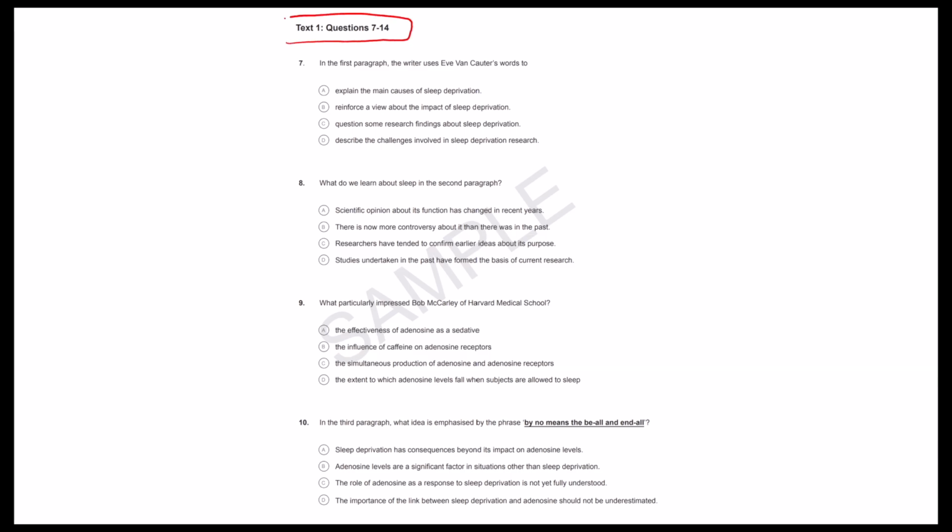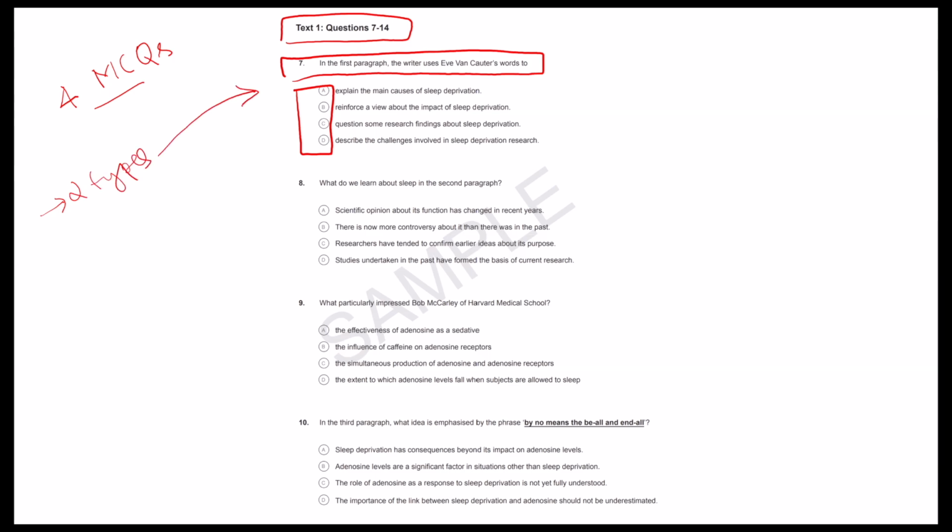So these are the questions for text 1. And if you look at the example of question 1, we can see that in the first paragraph, the writer uses Eve Van Cotter's words, and then we have 4 answer options given. So you have a question, and it will be a 4-option MCQ, right? So there are 2 types of questions possible.